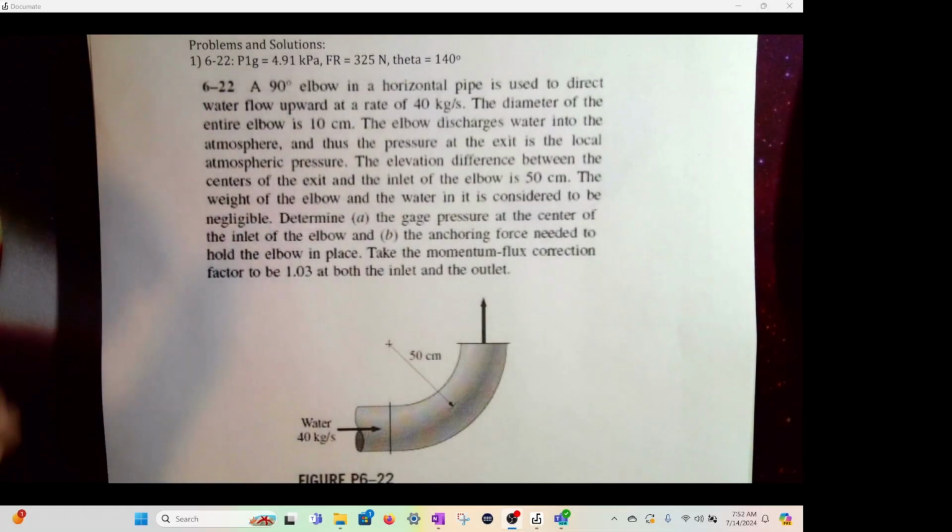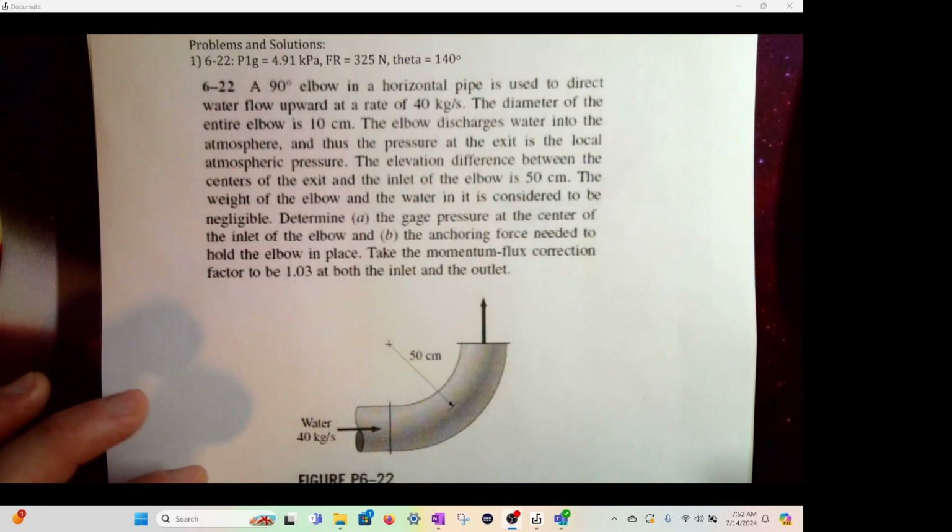Good morning, everyone. In today's video, I'm going to show you engineering format and also teach you a little bit about linear momentum when you're dealing with fluid flow. So here's a particular problem that I would give my students.